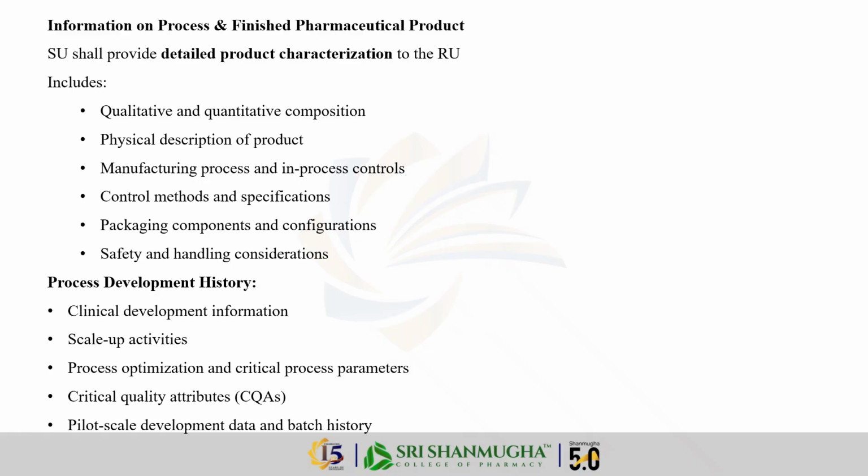Information on process and finished pharmaceutical product. The sending unit shall provide detailed product characterization to the receiving unit. This includes health, safety, and environmental information, manufacturing process and in-process controls, control methods and specifications, packaging components and configurations, safety and handling considerations. Next, process development history, clinical development information, scale-up activities, process optimization and critical process parameters, critical quality attributes, pilot scale development data and batch history.